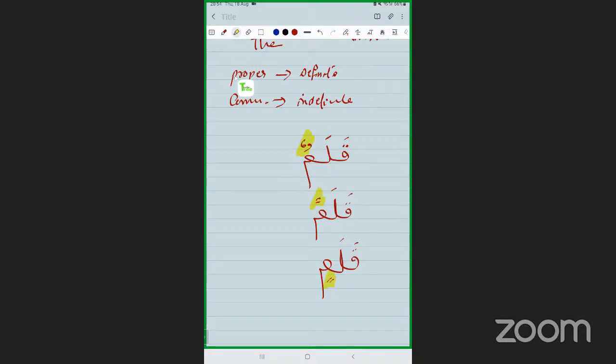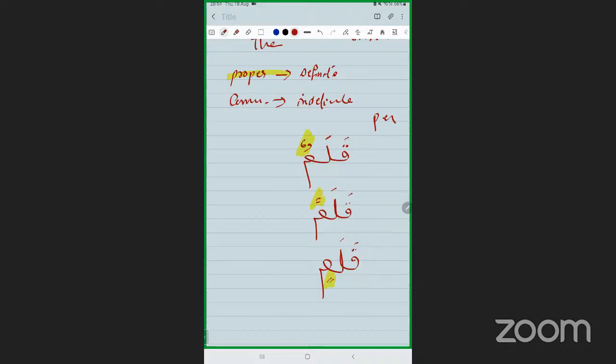All proper nouns, if I want to write Zaid, it is by default Zaidun. Although I am using a tanween here, by default it is a definite noun. Okay, let's talk about this kalamun, kalaman, kalamin. Kalam means pen.